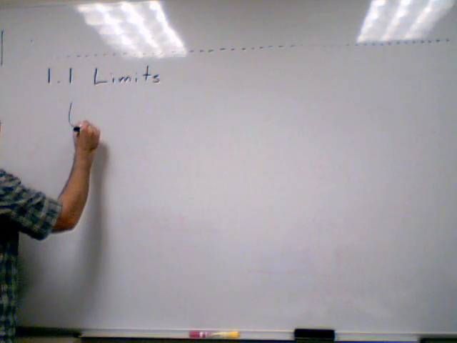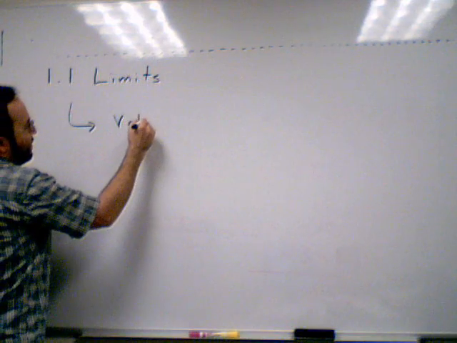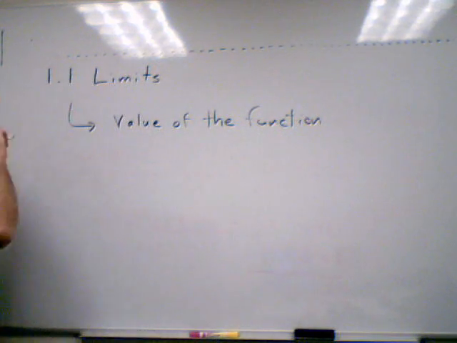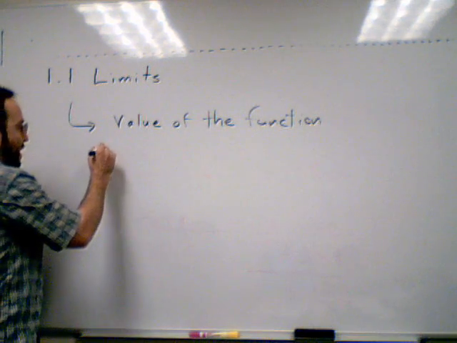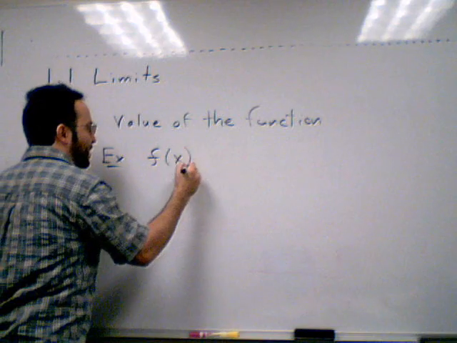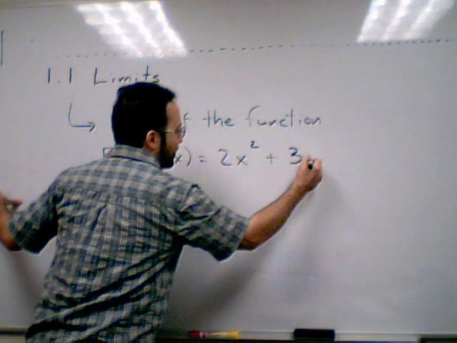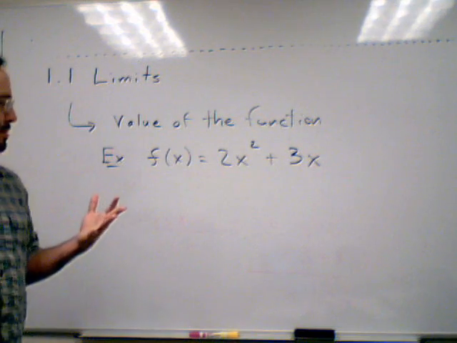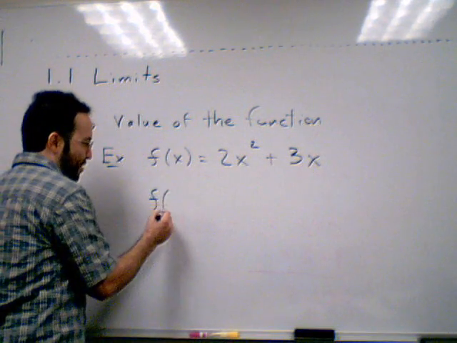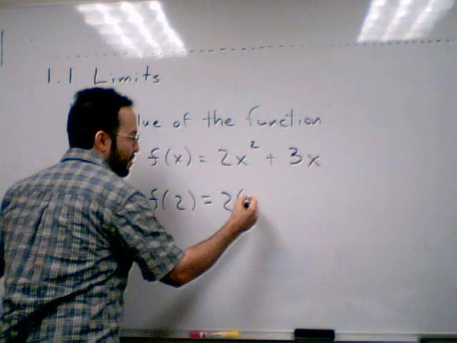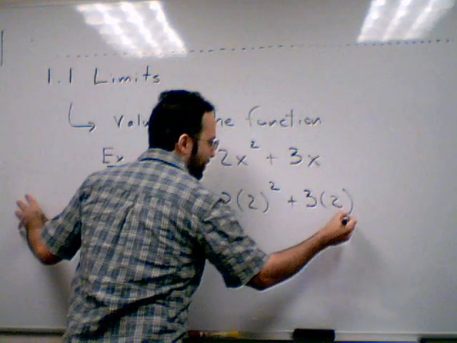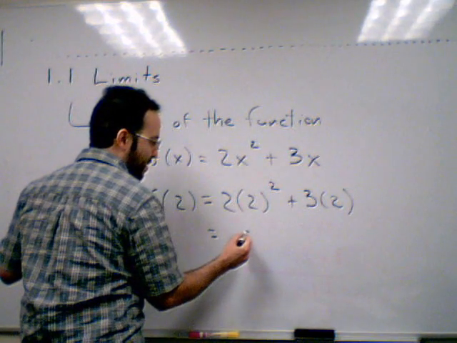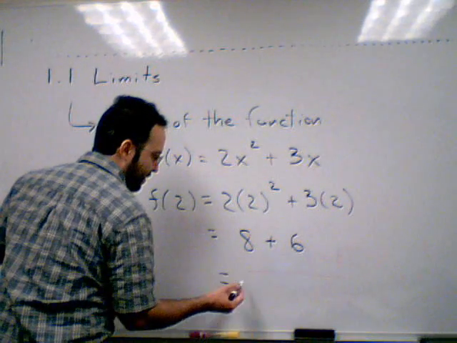Okay, first of all, what I'm going to say is the limit is always going to be the value of the function. So for example, if I have a function that is f of x equal to 2x to the second plus 3x, and I was looking for a limit, the limit would be the value of the function at some point in x. Let's say I'm looking for the value f of 2. That would become 2 times 2 to the second plus 3 times 2. This part here, once I simplify it, represents my limit. So this is going to be 2 times 2, 4 times 2, 8 plus 6, 14.